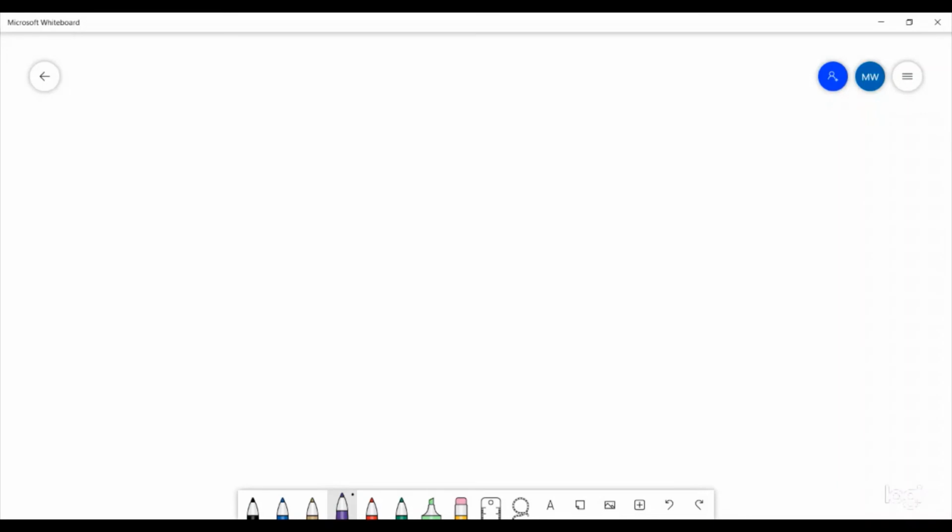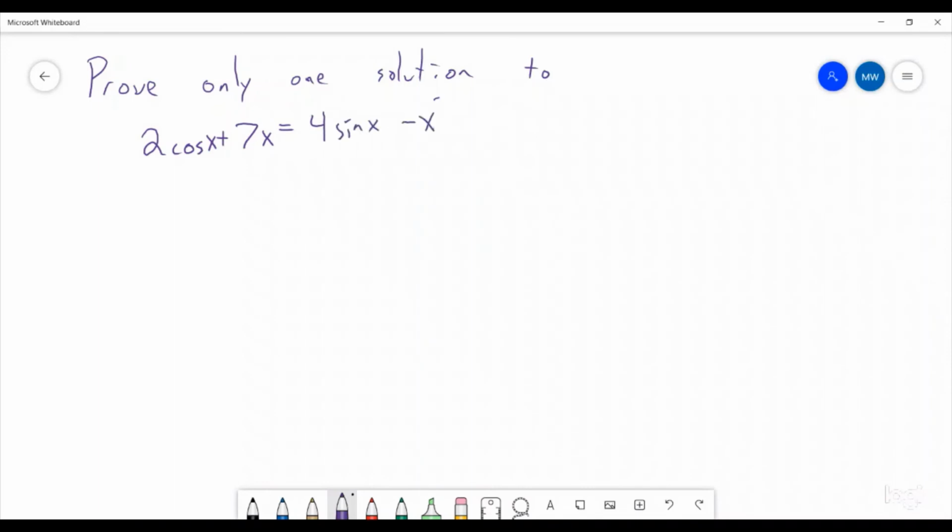Okay, so for this next problem, I'm going to ask you to prove that there is only one solution to the following: 2 cosine of x plus 7x equals 4 sine of x minus x cubed minus 3e to the 4x. Prove that there is only one solution to that.